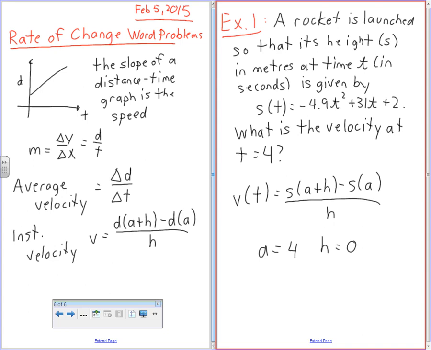I'm going to hit pause in the video. I want you to find s of a plus h minus s of a all over h. I have great confidence in you. This is just great algebra. I know you can do it because we just did it on the last board. This is a little more complicated since it's a trinomial.